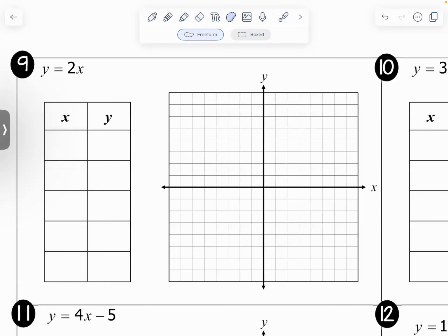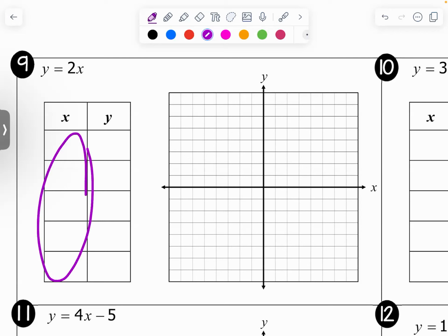Okay, so on page 2, we're going to look at number 9. What do you notice that's maybe a little bit different about number 9? Don't they all have X's? There are no numbers right here. We have to decide what numbers we're going to plug in.